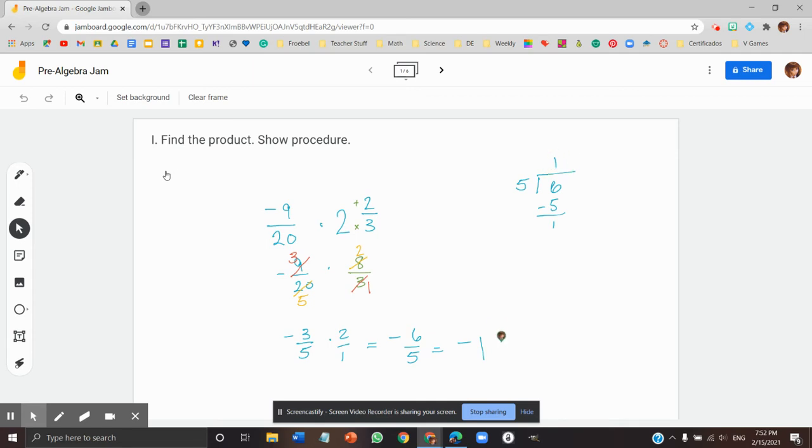1, because that is our residual right there. Over 5. That is our denominator. See it? And that is our final answer.